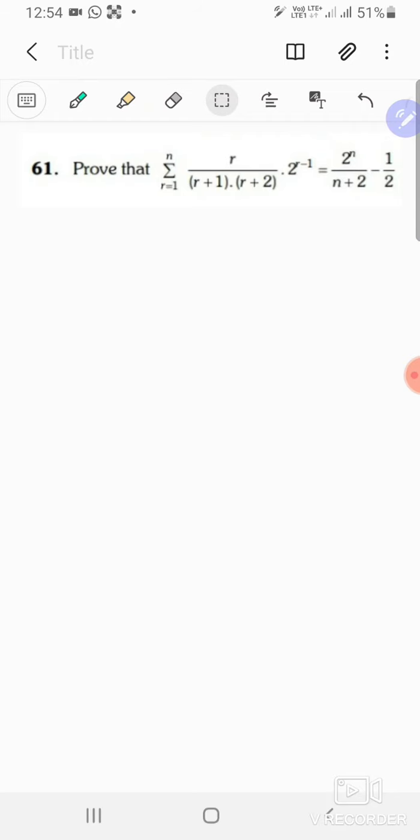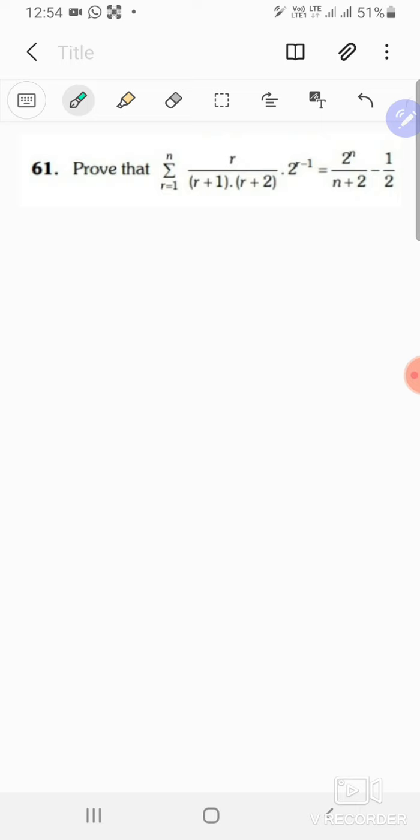So here we have another telescoping series. Fine. So we have to prove that summation from r equals 1 to n of r upon (r plus 1) into (r plus 2) into 2 to the power of r minus 1 is 2 to the power n upon (n plus 2) minus 1 upon 2. So, okay, fine.